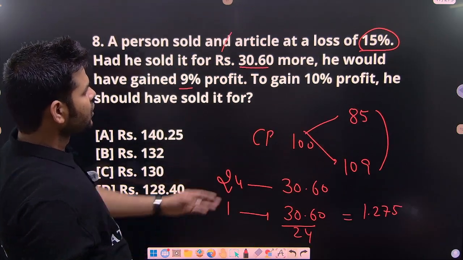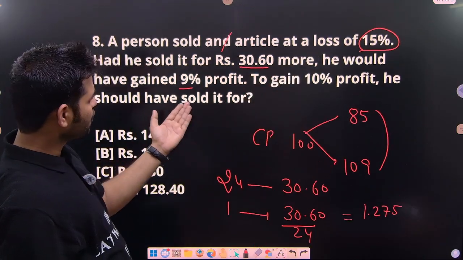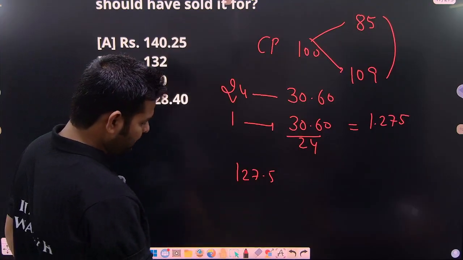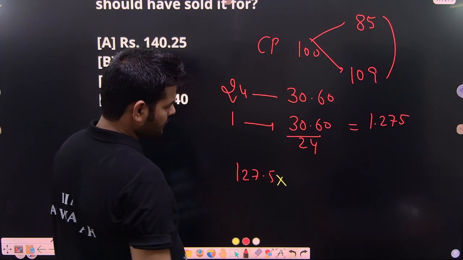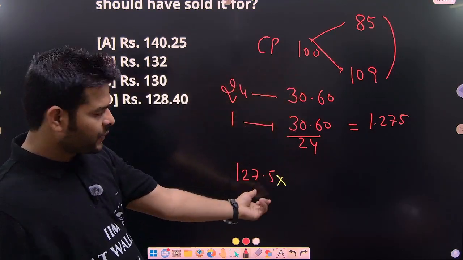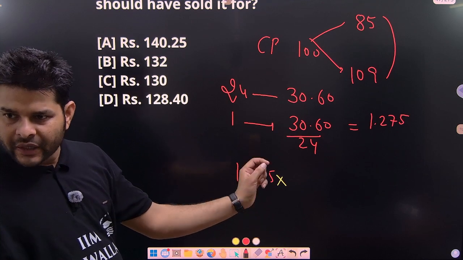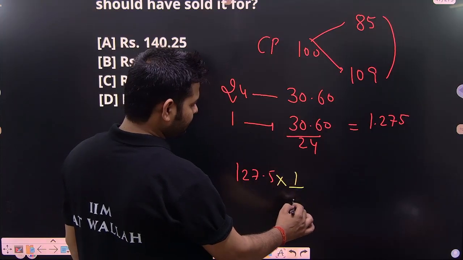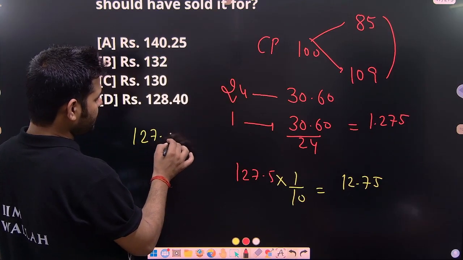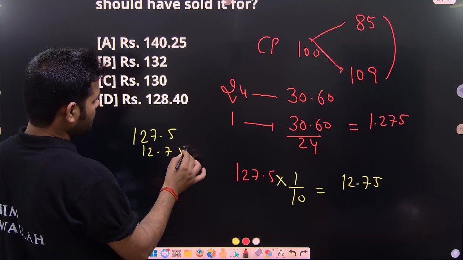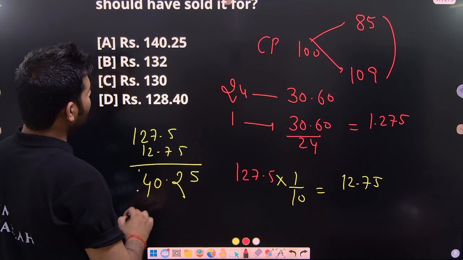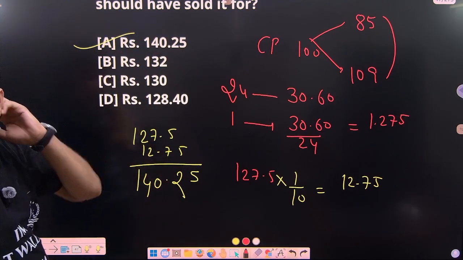Now the question is, to gain 10% profit, he should have sold it at 10% profit. So on that you need to make 10%. So 10% of this value, into 100 CP. And on that CP you can calculate 10% profit. So what would be 10%? 1 by 10, so basically 12.75. So you need to add 12.75 on this value. So 5, 12, carry 1, 0, 4, 1. That would be your answer.